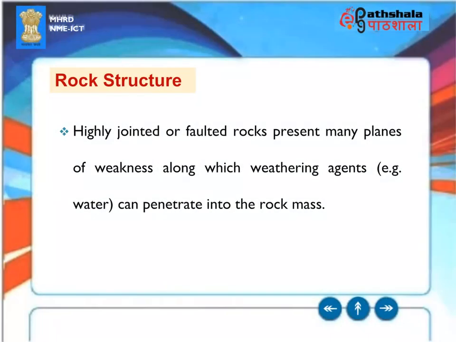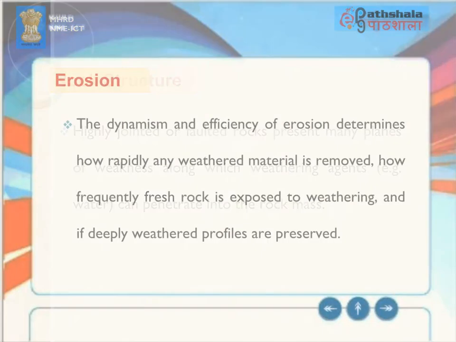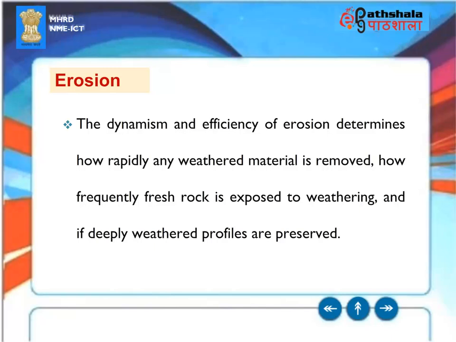Rock structure. Highly jointed or faulted rocks present many planes of weakness, along which weathering agents, for example water, can penetrate into the rock mass. Erosion. The dynamism and efficiency of erosion determines how rapidly any weathered material is removed, how frequently fresh rock is exposed to weathering, and if deeply weathered profiles are preserved.